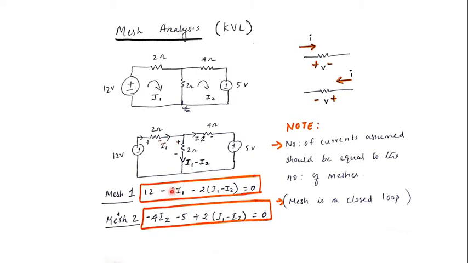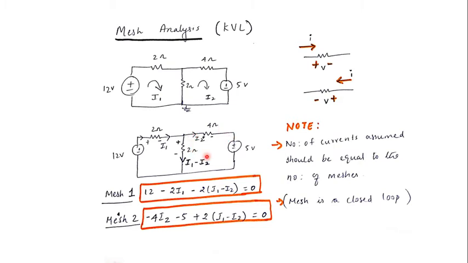Why is it I into 2? It's because V equals IR, so the voltage drop is the resistance times the current. So 12 minus 2 times I1. Now coming in this direction, there's a 2 ohm resistor: 2 times the current flowing, which is I1 minus I2, and it is a drop, so it's minus 2 times (I1 minus I2). I'm coming to the same point again, so the loop is closed. That means all the voltage drops are done, so you can equate it to 0. In a closed mesh or closed loop, the sum of all the voltage drops will be equal to 0. So mesh 1 is done.